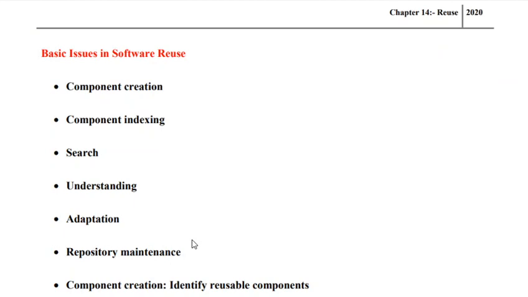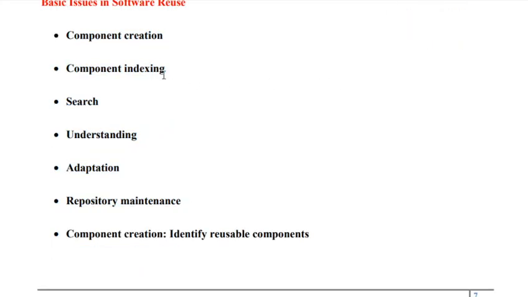Now, what are the basic issues that may be associated with reuse? The basic issues are component creation, component indexing, searching, understanding, adaptation, and repository maintenance. These are the inherent steps that are involved. Component creation basically means identifying reusable components. Component indexing basically means associating meaningful identifiers with the various components, which will help in searching. Component searching basically means devising a search mechanism that enables one to search the modules in a very effective manner.